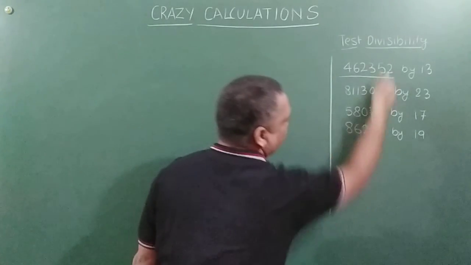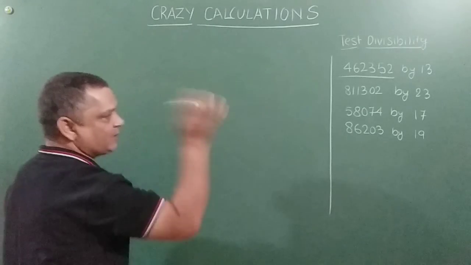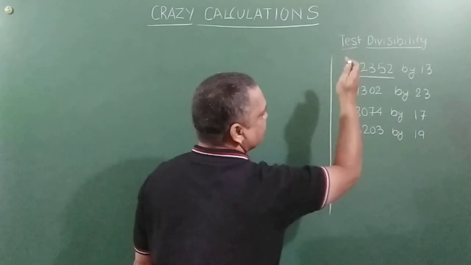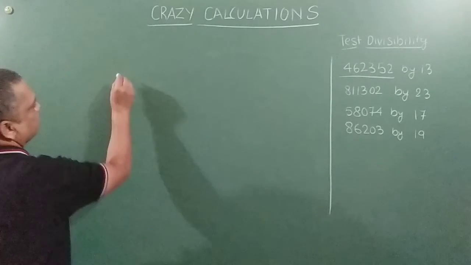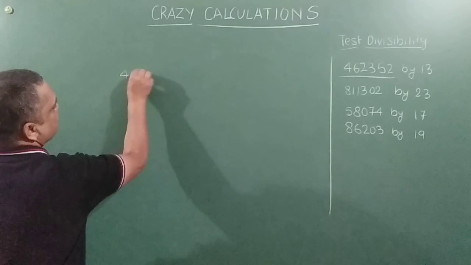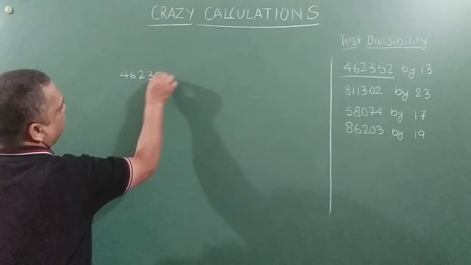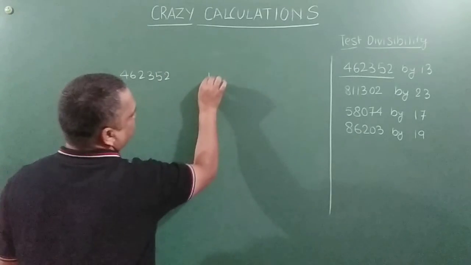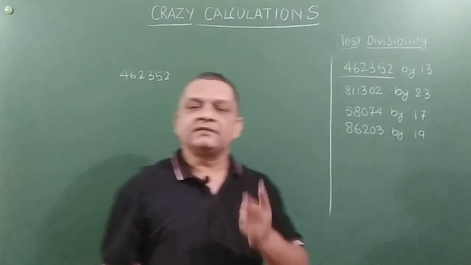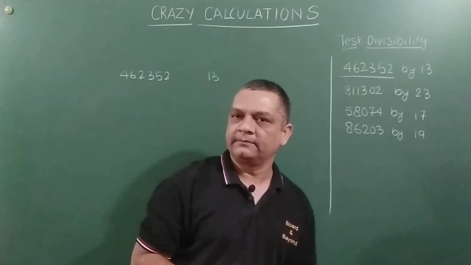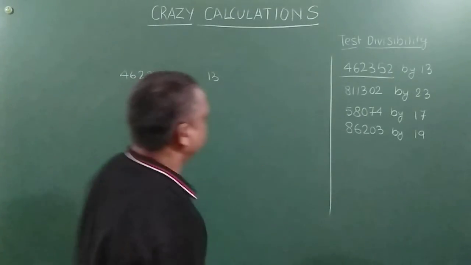So I have written down 4 numbers here which I will be solving one by one. Let's say 4, 6, 2, 3, 5, 2 divided by 13. 4, 6, 2, 3, 5, 2. We have to check whether it is divisible by 13 or not. So friends, there are 2 steps involved here. Step number 1.